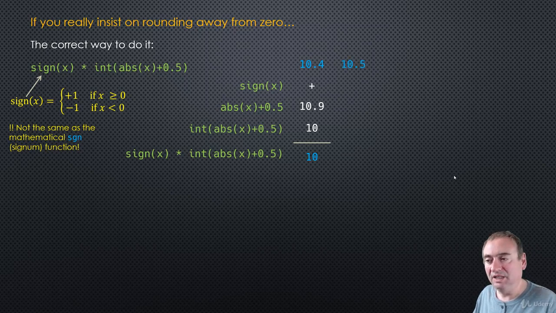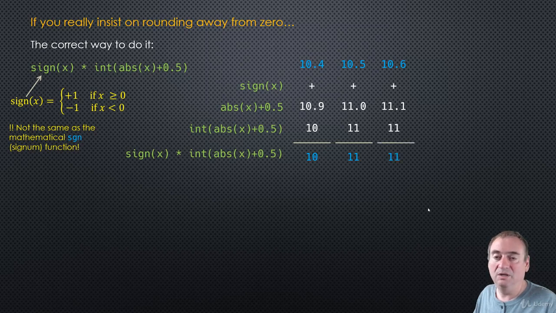Now let's look at 10.5. Now 10.5, we expect, when we're rounding away from 0, that it's going to go up to the next number. So it's going to go up to 11, right? Because we have a tie, and so we're going to go away from 0. Again, the sign is positive, so it will be a value of 1. The absolute value here of x is still 10.5, plus 0.5, we get 11. If we truncate that, we get 11. Multiply that by 1, we get 11. So we have the right result. Let's look at 10.6. Well, the same thing, it's positive, so the sign will be 1. The absolute value, 10.6 plus 0.5, is 11.1. We truncate it, multiply by 1, we get 11.